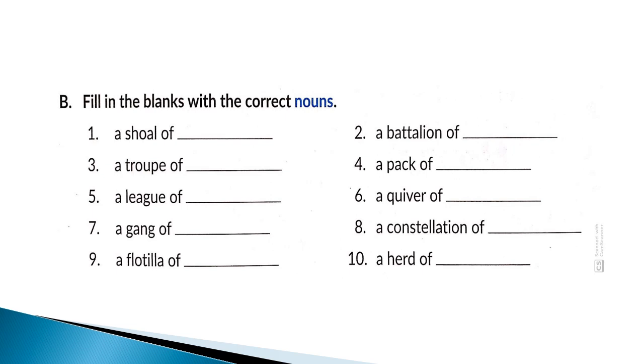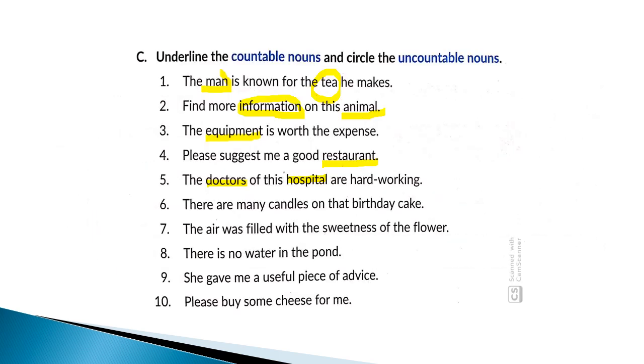A troop of dancers. So many dancers together are collectively called a troop. A pack of wolves. Many wolves, a group of wolves together is called a pack. A league of nations. Many nations together in a group are called a league. The rest 5 you shall do on your own. If you have any confusion in this lesson or the previous video, we shall discuss it in the live sessions. Come to the next one.